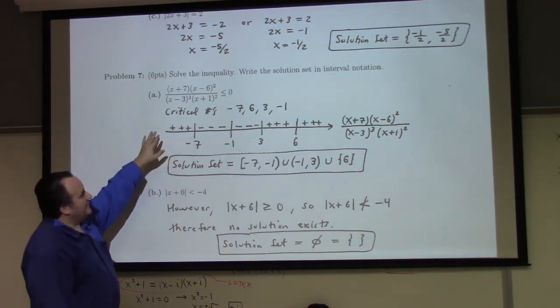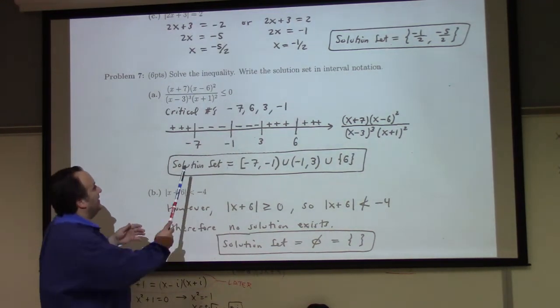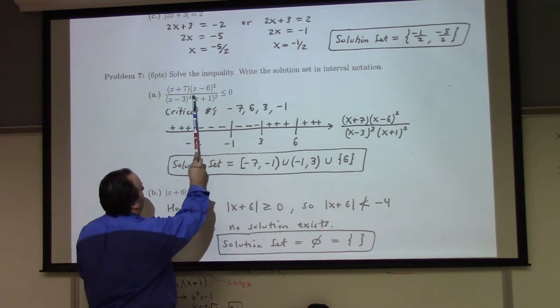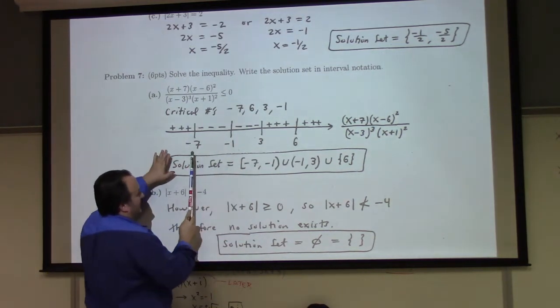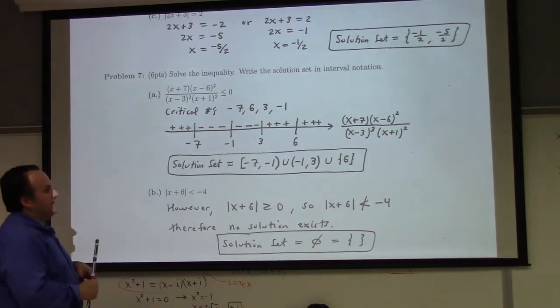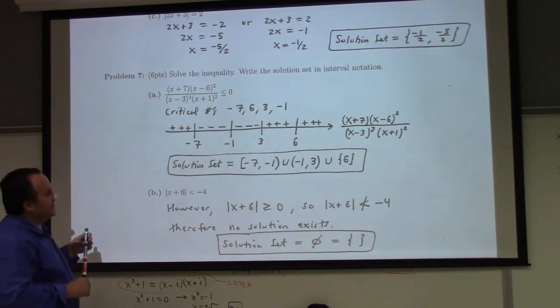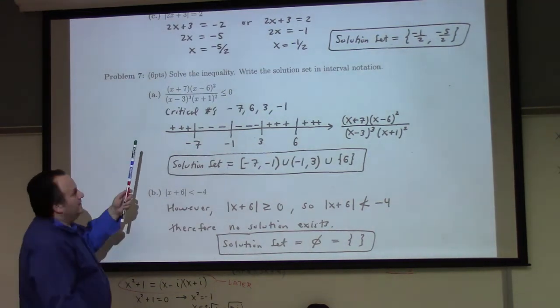Step number 1, identify the critical numbers. So here, you've got -7, 6, 3, and -1. Those are my critical numbers. I must put them in order on the number line, all right? And then I have to test points, right? There are various approaches, but I think 0 is a nice thing to look at here.